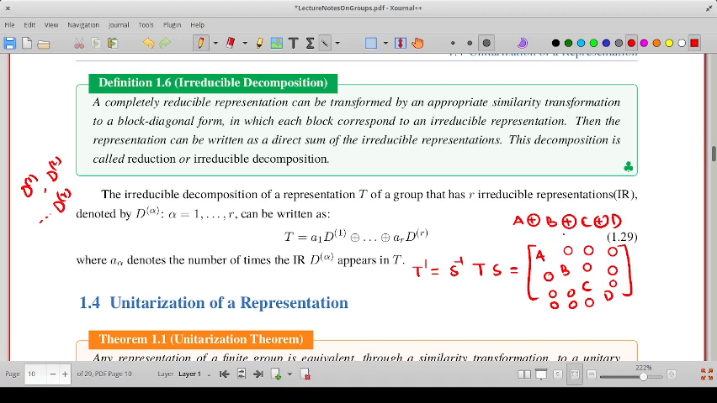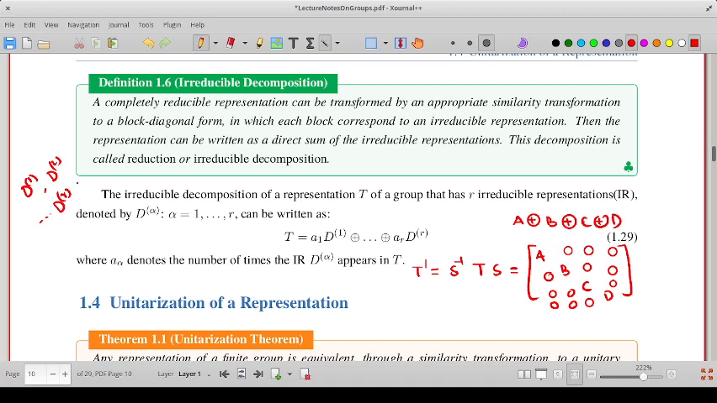then we will say that this action whereby we completely reduce or decompose the representation into a block diagonal form in which all blocks are irreducible is called the reduction or irreducible decomposition of the representation.